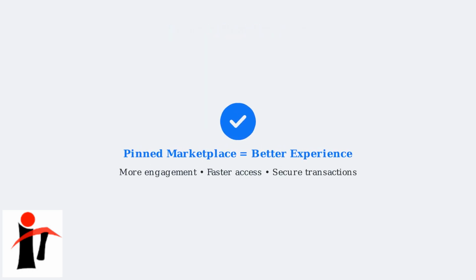By following these tips and implementing proper security measures, you'll maximize the benefits of your pinned Marketplace access while keeping your account safe and your transactions secure.